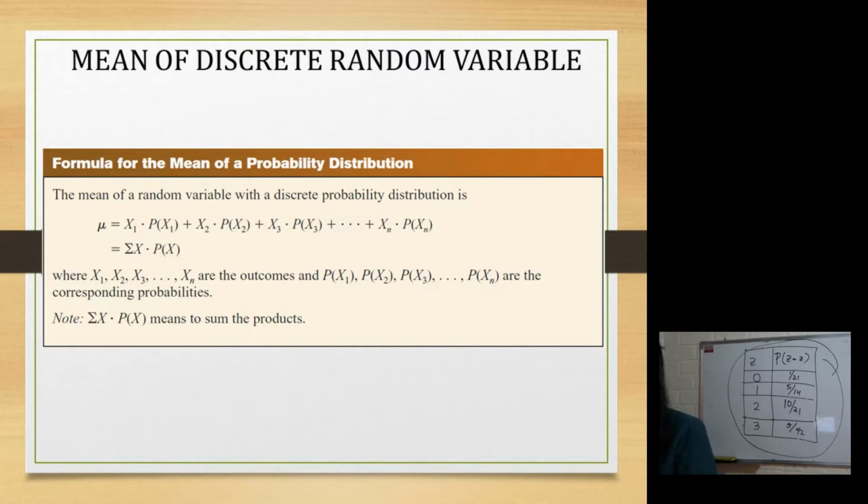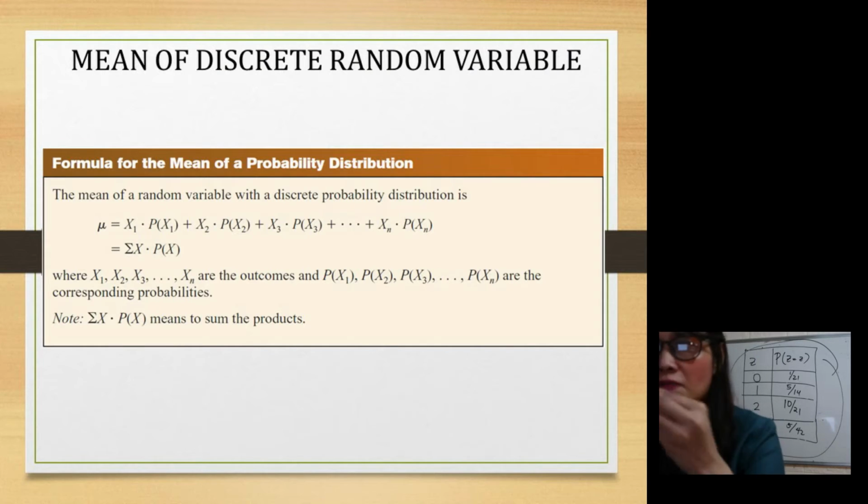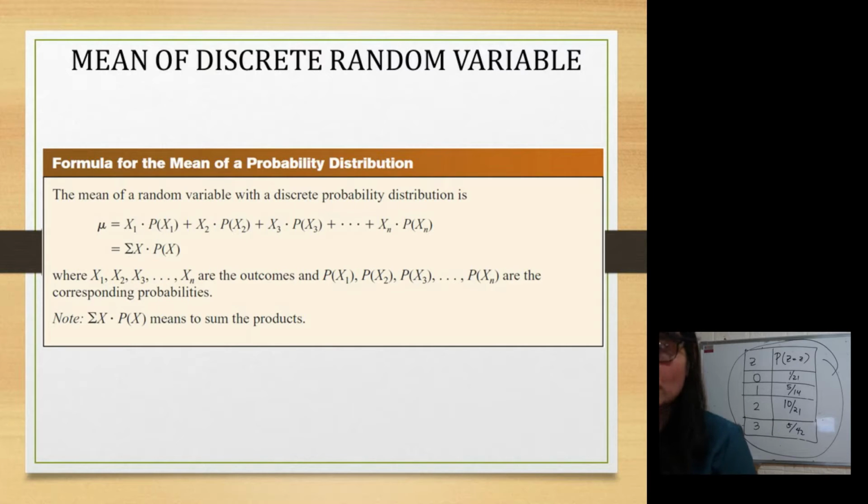Next, what about the mean of a discrete random variable? The mean of a random variable with a discrete probability distribution is mu equal to the summation of the product of your random variable and its corresponding probability.